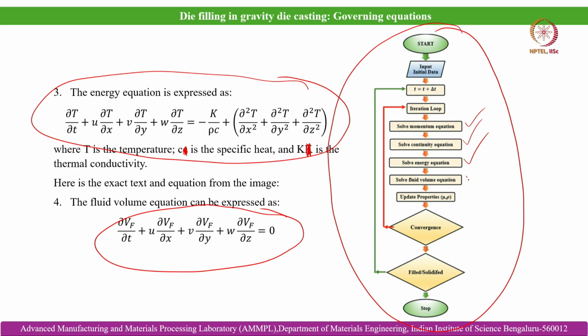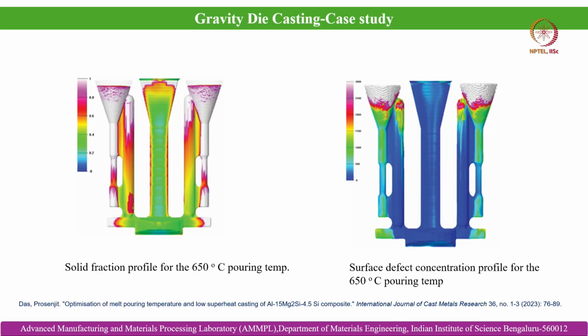After solving the fluid volume equation, the fluid properties, that is viscosity and density, are updated, then it is tested for convergence, and once it is filled, it stops there. If it is not filled, the same iterative loop starts again. This is how we simulate the die filling process, and thereby we can optimize the gating arrangement and also the process conditions such as die preheat, melt pouring temperature, melt viscosity, all those things. So we can satisfy twofold objectives.